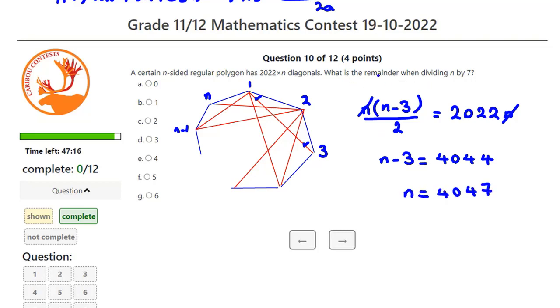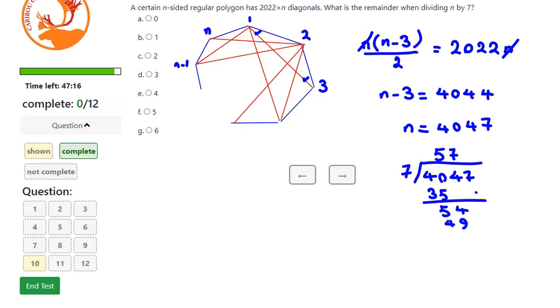And then it says what? What is the remainder when n is divided by 7? So if you divide 4047 by 7, we have also a formula, or you can divide. It's 5 times 7, 35. 54, 7 times 7, 49. And then you multiply. You consider 5, 7, 8 times 7, 56, and the remainder is 1. Also, it will be choice 3.